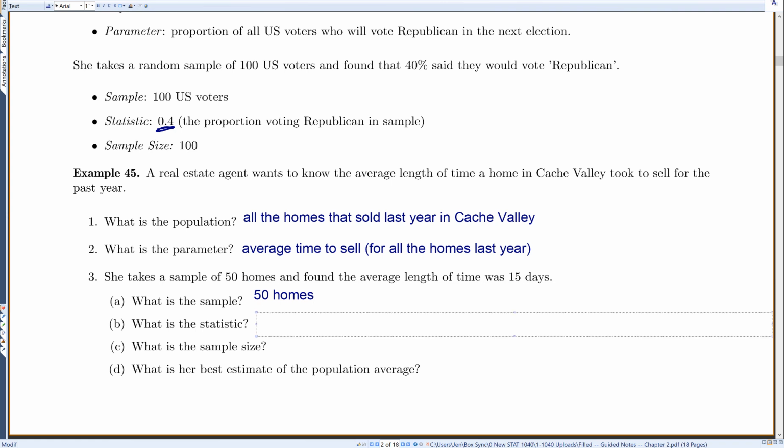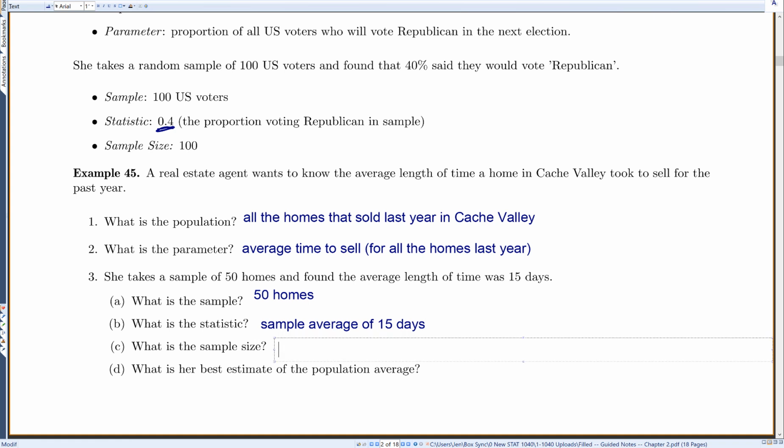The statistic is the sample average. So the sample average of 15 days. And what is the sample size? It's just how many homes did she look at? She looked at 50 homes. And just a little thing to throw in here. What do you think her best estimate would be of the population average?